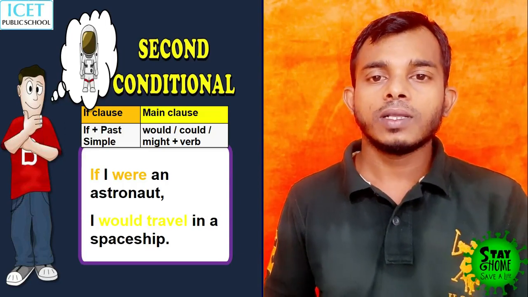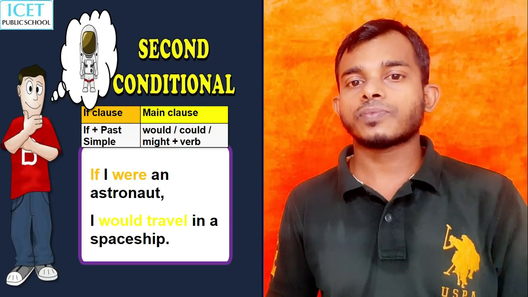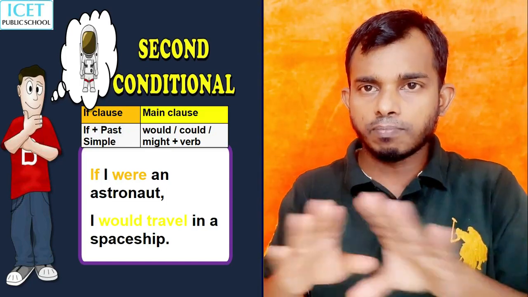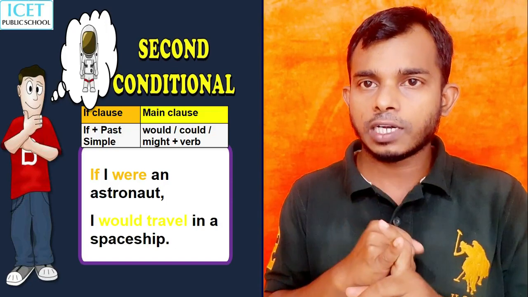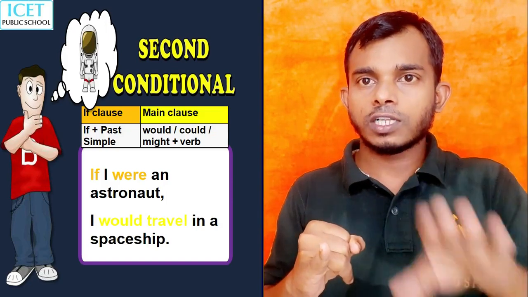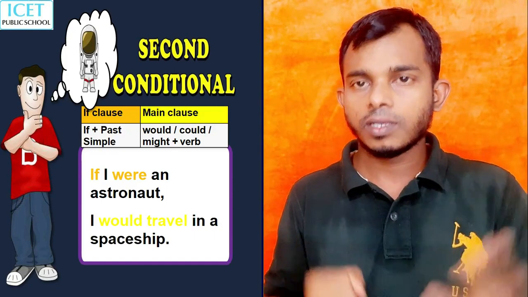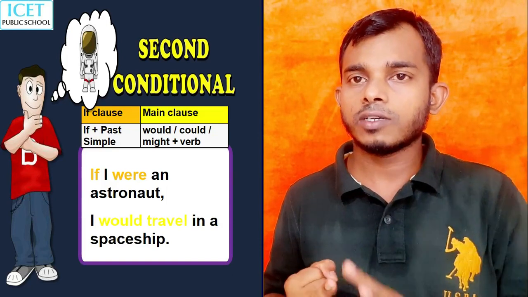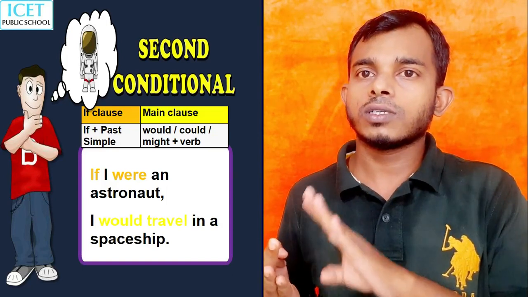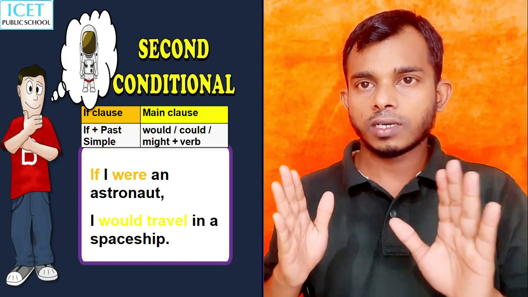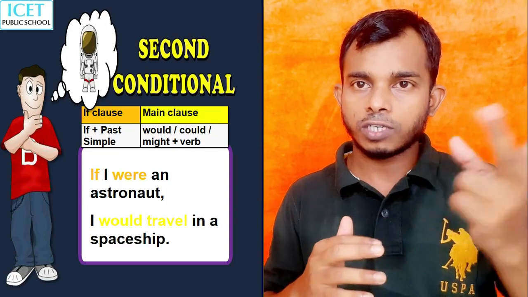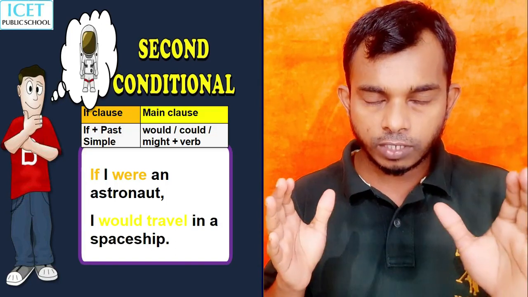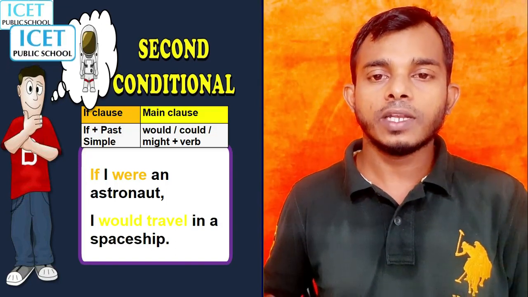Now I am moving on to the second conditional. Am I moving faster? Because it is simple. So far we have covered the zero conditional, where both the if clause and the main clause are in present. And in the first conditional, the if clause is written in present and the main clause is written in future. Clear? Zero and first you have learned. So two types of conditionals you have learned. Now the second conditional.